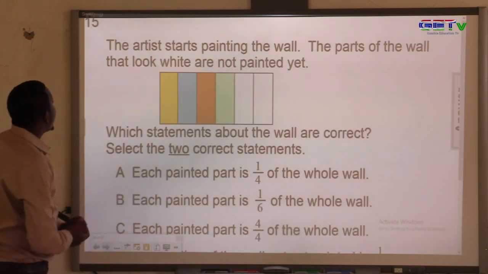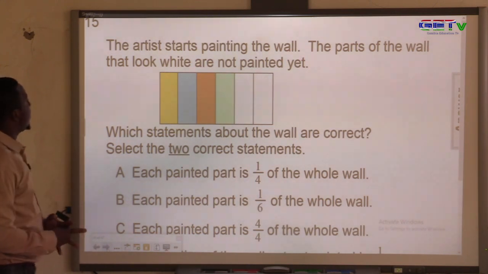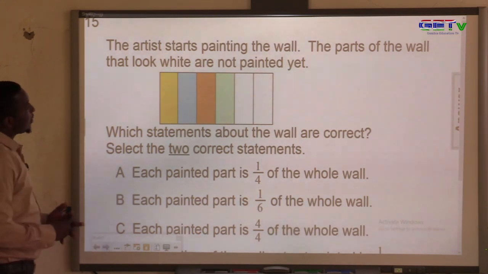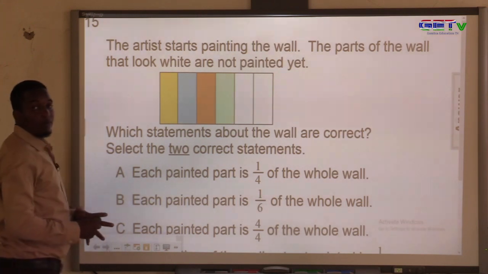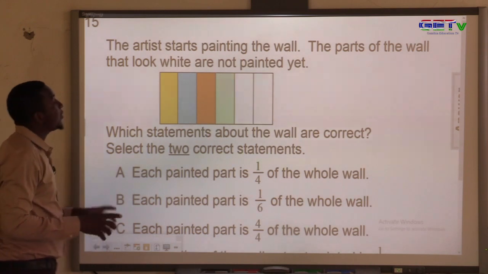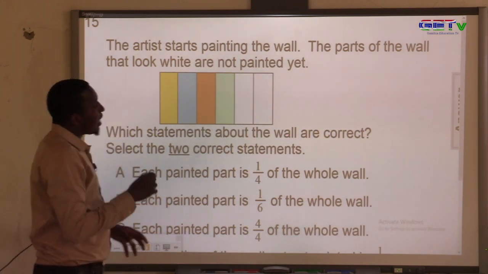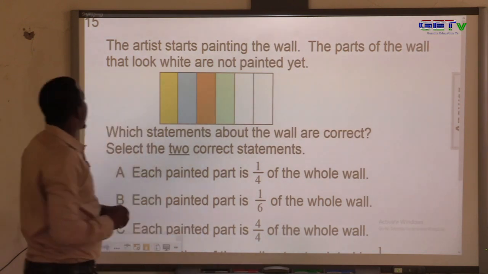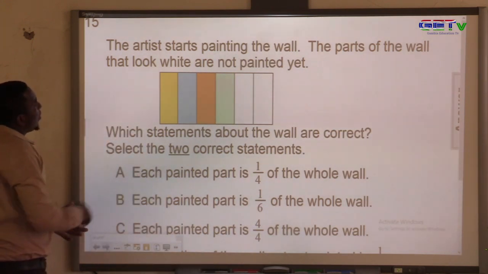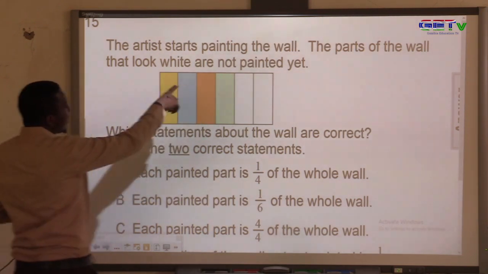Then from there we have another one, and it reads, the artist starts painting the wall. There is a certain artist, maybe if you are lucky to be an artist, we are referring to you, who started painting the wall. The parts of the wall that look white are not painted.